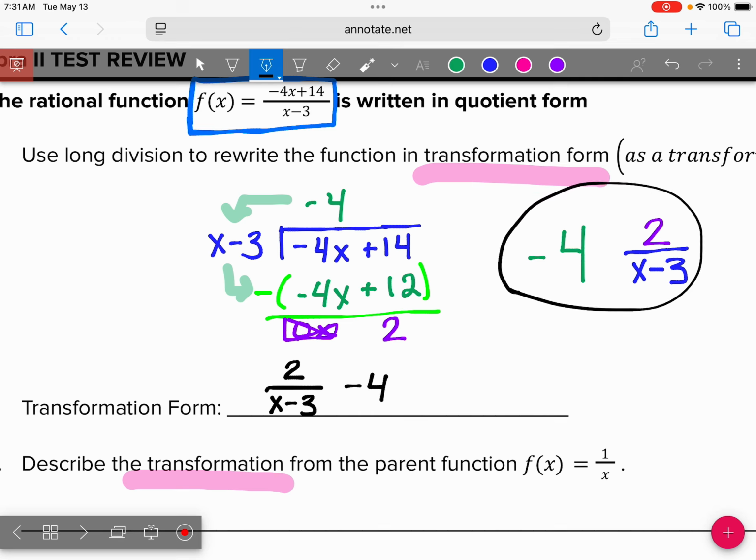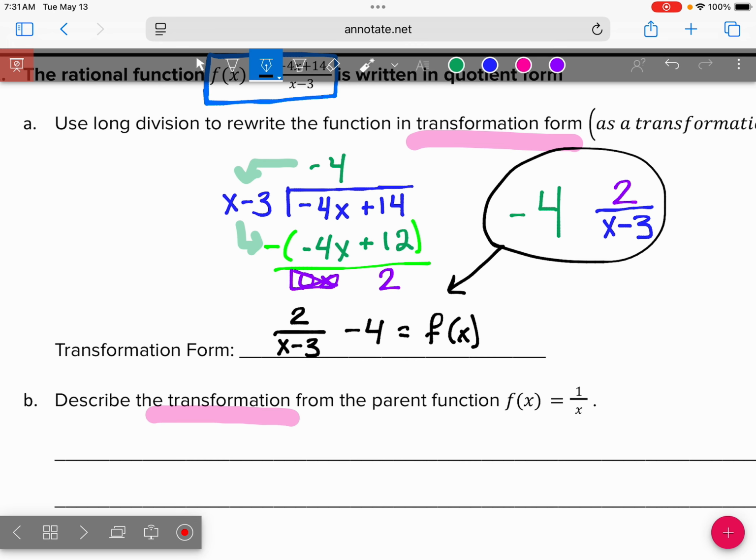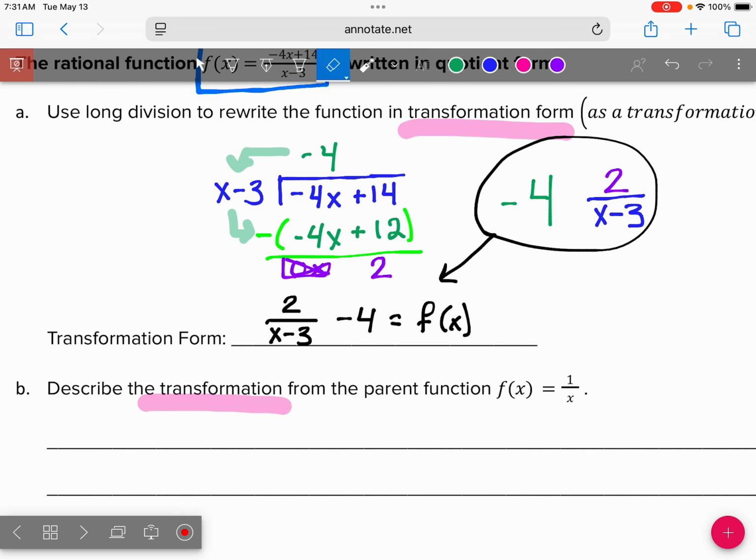So this lets us put it into transformation form, and technically it would equal our f of x, or y equals, to make it an equation. But if you just put the transformation form, I get it. But I'm just going to be technically correct. I would 100% take it like that. Technically this is better, but I'm not that petty.